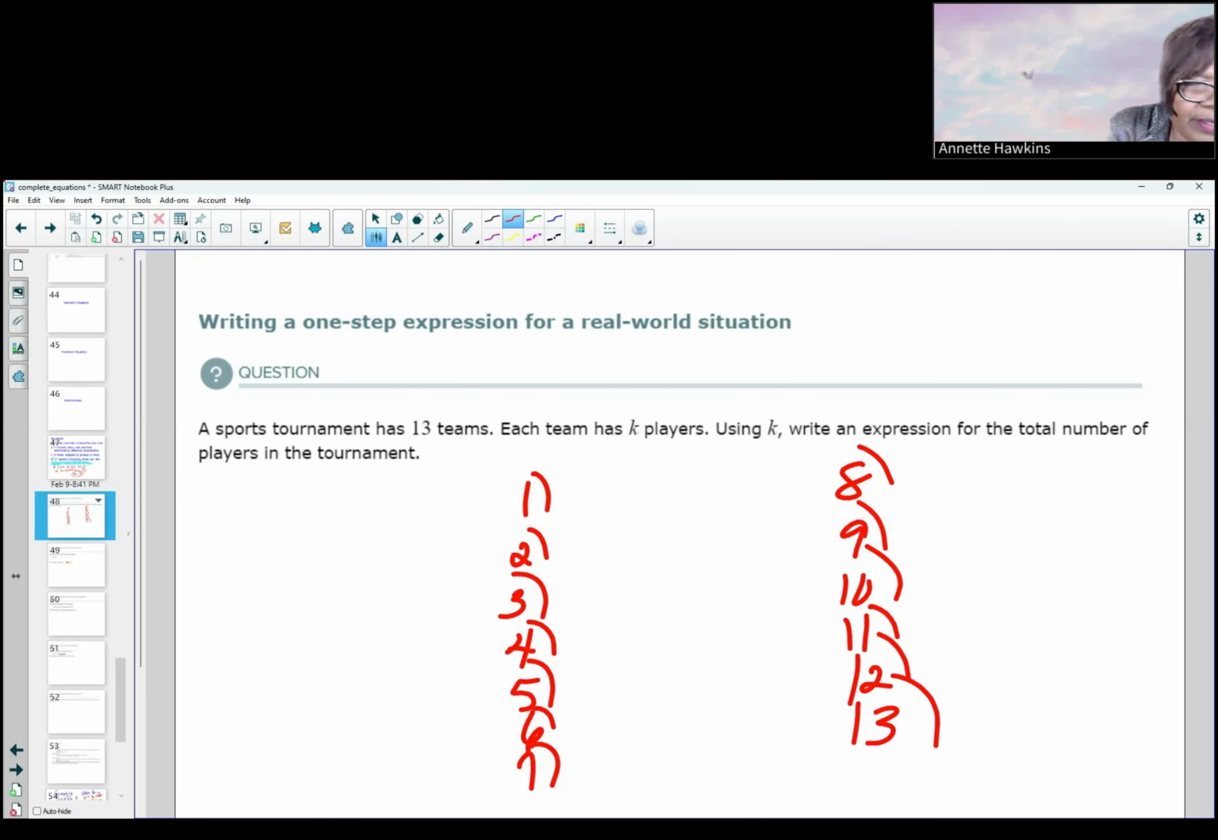So if you can't figure it out, then you do it like that. So we want the total number of players. We can add all these up. We get 1, 2, 3, 4, 5, 6, 7, 8, 9, 10, 11, 12, 13. We have 13 of these. And what are these? K. So 13 times K. So the total would be 13K.